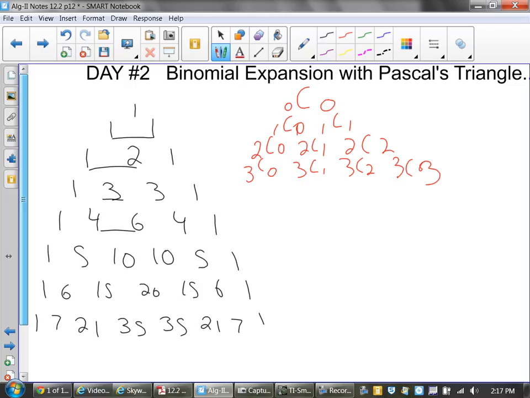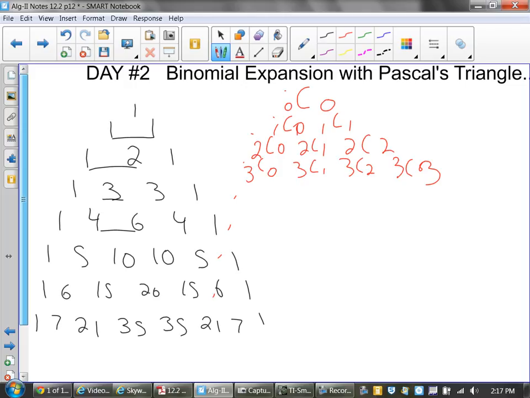What Pascal's triangle is built off of is combinations. On the left-hand side, it's 0, 1, 2, 3, 4, 5, 6, 7, 8, all the way on down. 2 choose 0, 2 choose 1, 2 choose 2. 3 choose 0, 3 choose 1, 3 choose 2, 3 choose 3. 4 choose 0, 4 choose 1, 4 choose 2, 4 choose 3, 4 choose 4, and so on and so forth.